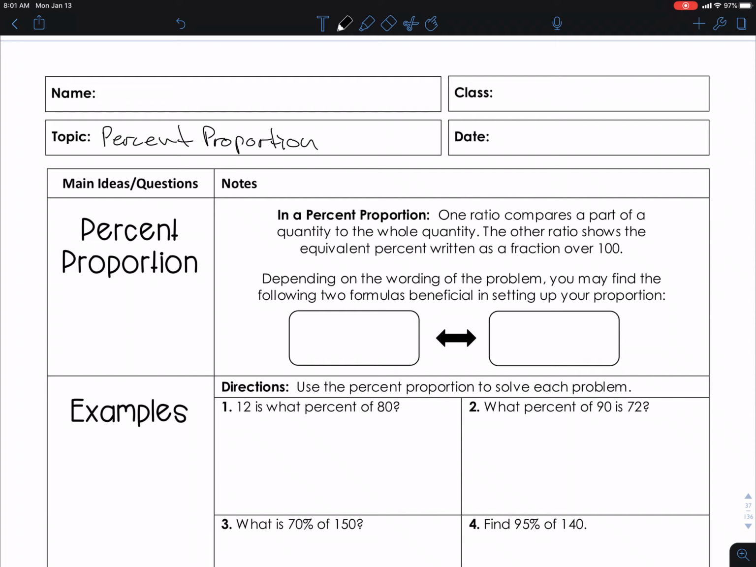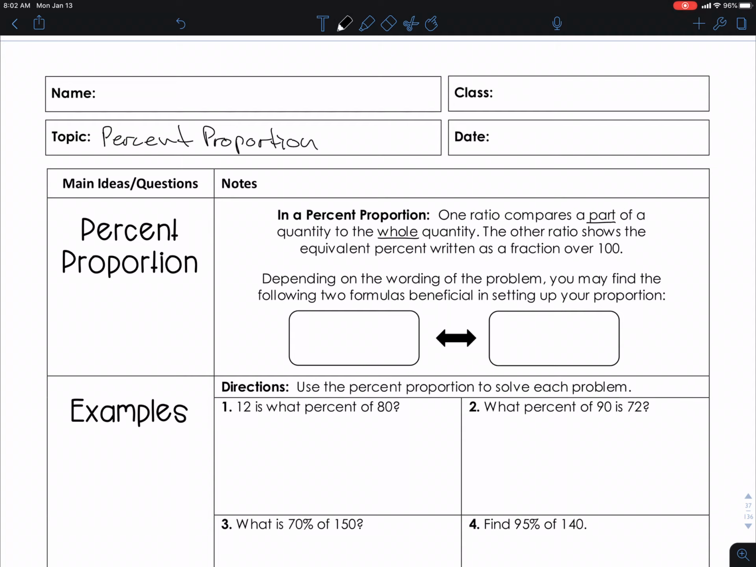So let's get started. In a percent proportion, one ratio compares a part of a quantity to the whole quantity. That just means they're comparing a part of something to the whole of something. It'd be like 2 pieces of pizza to the entire number of pieces of pizza. They're just comparing part of it to all of it. The other ratio shows the equivalent percent written as a fraction over 100. So by doing this proportion, you can figure out a percent of something.